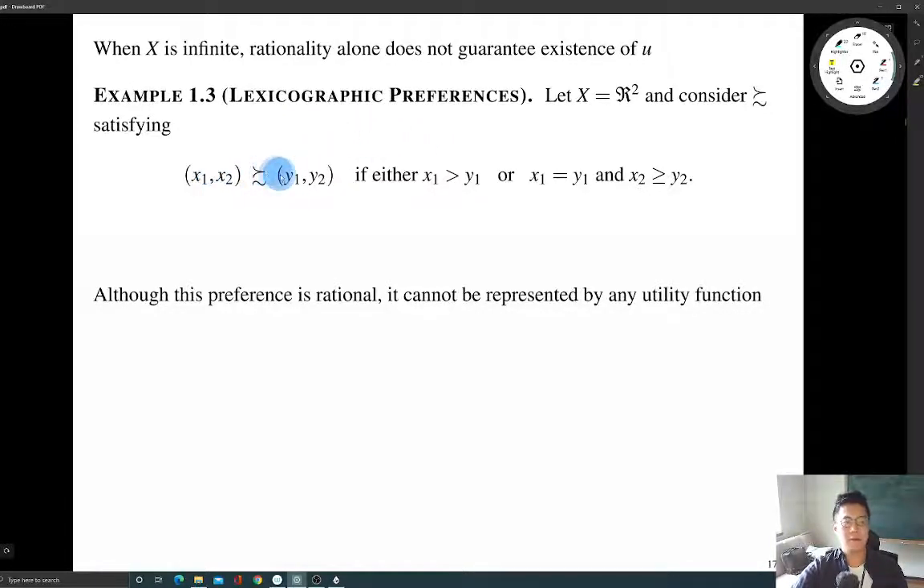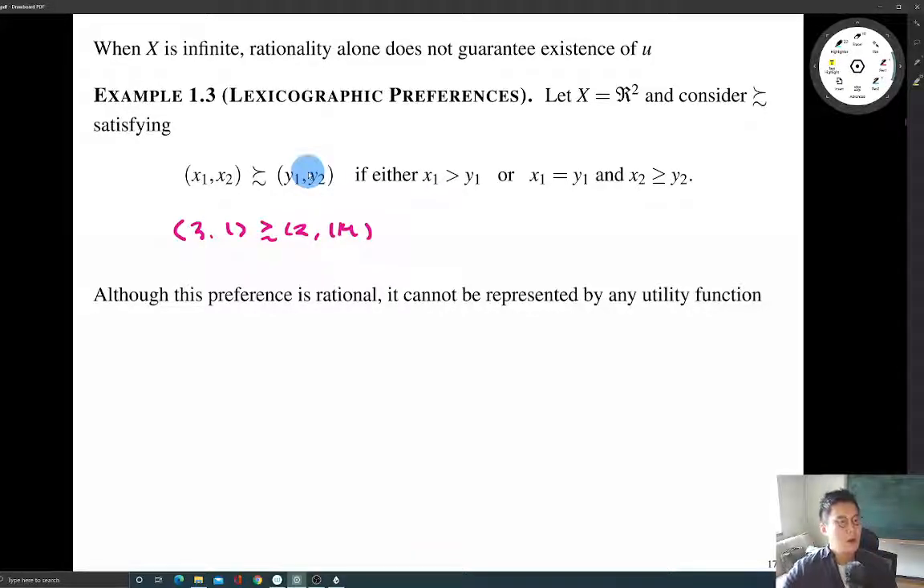He first compares the first good, and only when these two bundles have the same amount, then he compares the second commodity. So for example, (3,1), from his perspective, if he has a lexicographic preference, (3,1) is better than (2,1 million). So although bundle Y has many more second goods, the consumer does not care.